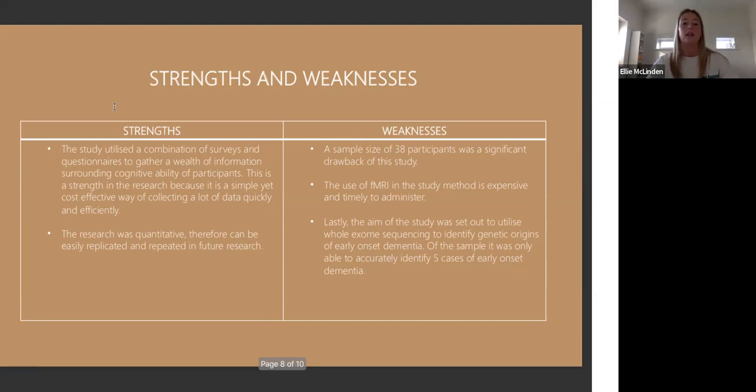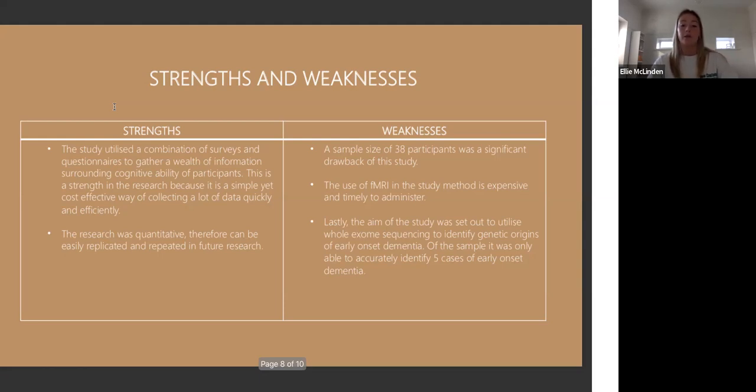Strengths. The study utilised a combination of surveys and questionnaires to gather a wealth of information surrounding cognitive ability of the participants. This is a strength in the research because it is a simple yet cost-effective way of collecting a lot of data quickly and efficiently. Furthermore, data from surveys and questionnaires are simple to analyse, meaning that results can be more easily interpreted.